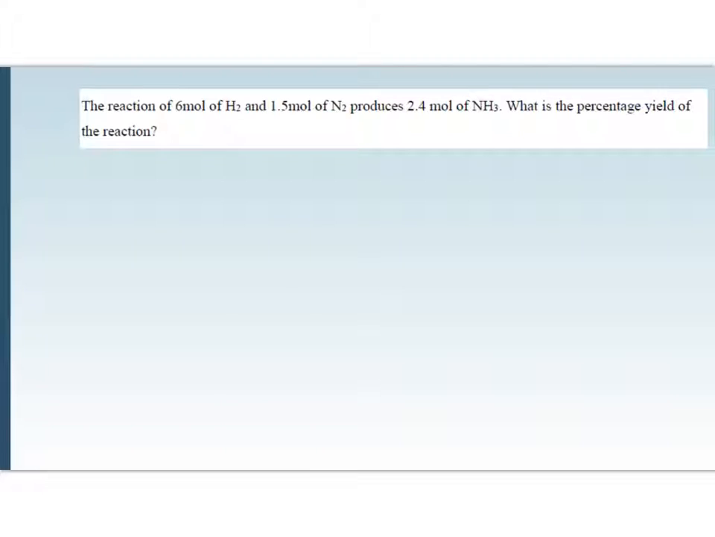Now this is the last question. In this last question, you have no 100% yield. That's why the question is based on the percentage yield of the reaction. First, write and balance the reaction. Hydrogen plus nitrogen giving you ammonia. So when you put 3 here and 2 here, they are going to be balanced. Initially, you have 6 mole of hydrogen, 1.5 mole of nitrogen, and let's say no ammonia.